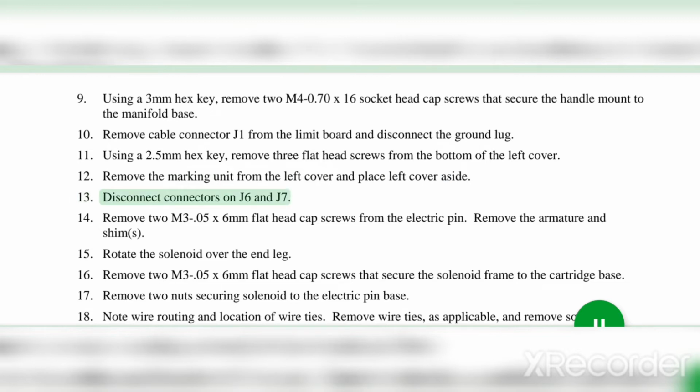13. Disconnect connectors on J6 and J7. 14. Remove 2 M3-05x6mm flathead cap screws from the electric pin. Remove the armature and shims. 15. Rotate the solenoid over the end leg. 16. Remove 2 M3-05x6mm flathead cap screws that secure the solenoid frame to the cartridge base.